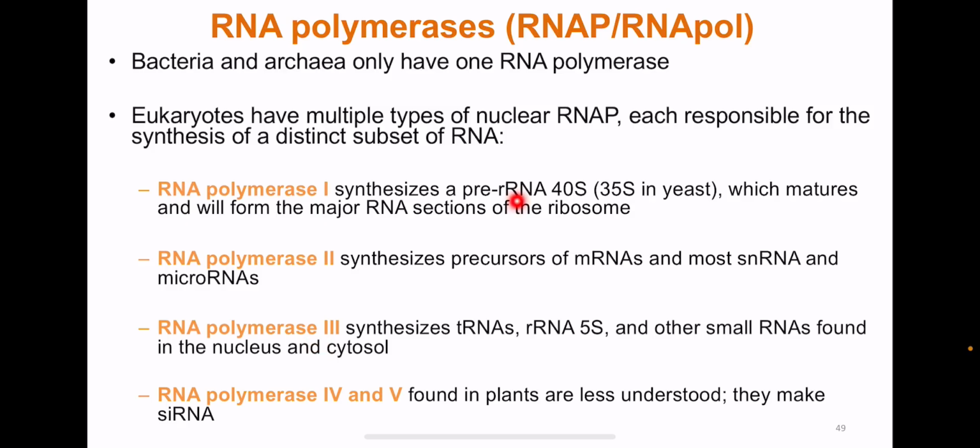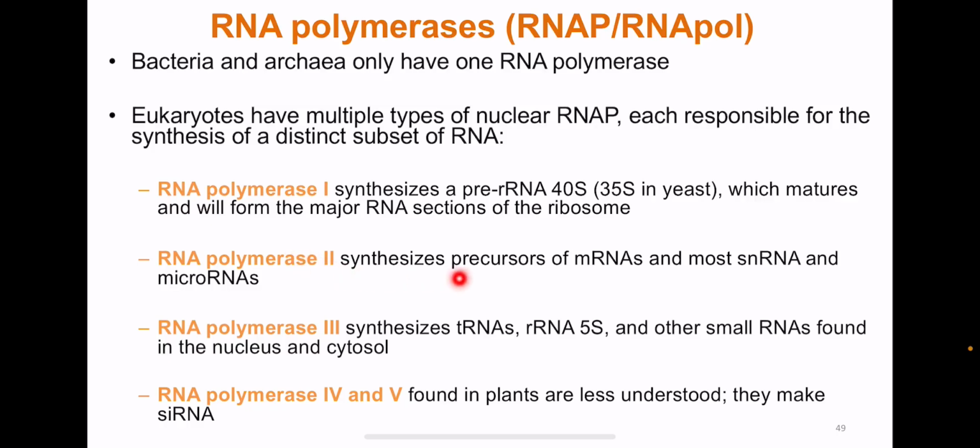Okay. The polymerase 1, what it does is it synthesizes rRNA, the 40S subunit. If it is in yeast, the same subunit, but it's called a 35S subunit. So polymerase 1 synthesizes rRNA, but you see rRNA, we have the 5S, 40S, and stuff. But it does not synthesize the 5S rRNA, only the 40S. So another polymerase will take charge of the 5S, and you come to know which one.